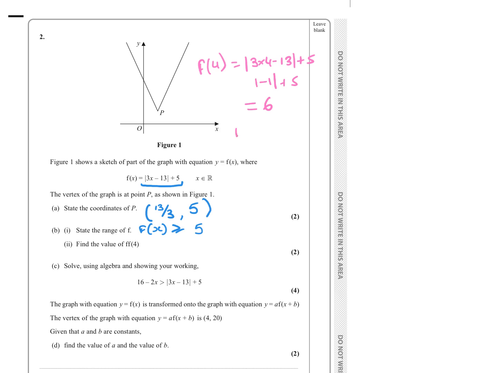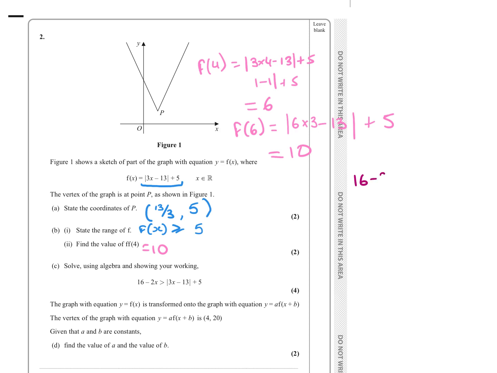Okay, so now we do f of 6, which equals 6 times 3, 18, minus 13 is 5, which is positive anyway, plus 5, 10. So this equals 10. Okay, then, here we go. Part C, solve using algebra and showing your working.